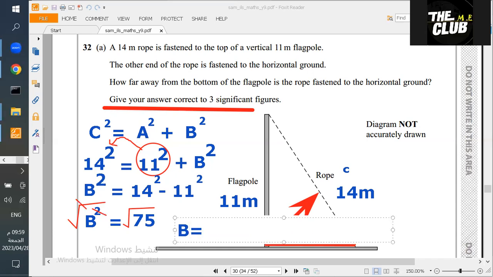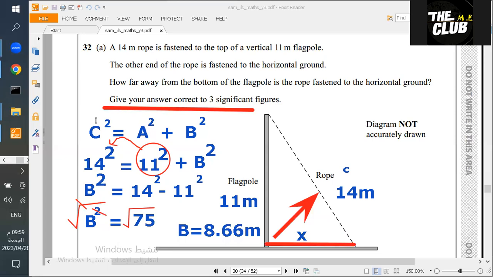It's already rounded to 3 significant figures. So 8.660 means 8.66. The answer is 8.66 meters. That's the idea of this question.